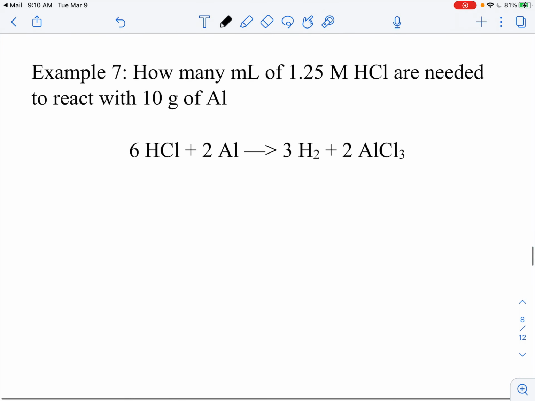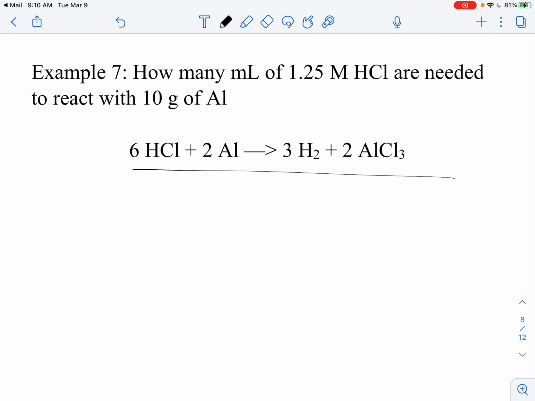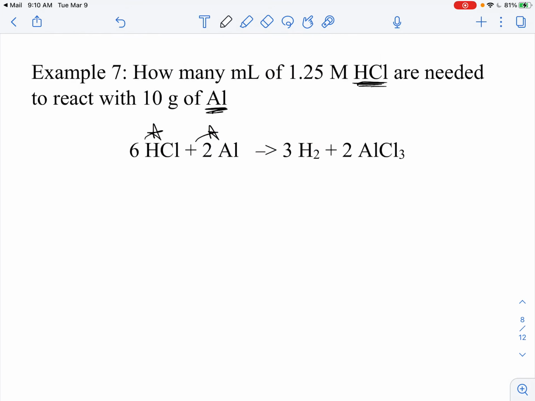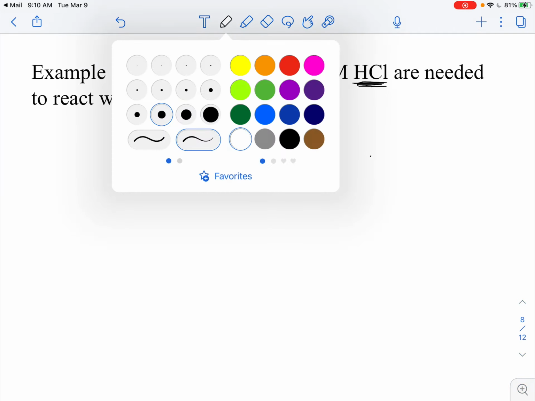Check out this next one. How many milliliters of 1.25 molar HCl are needed to react with 10 grams of aluminum? So what 2 things do I care about? Because I have 4 things here, and this can get very, very confusing. Well, apparently the 2 things I care about are HCl and Al, which is this guy here and this guy here. So if you prefer, just go ahead and get rid of these guys and pretend that they're not even there, because you don't need them. I'm not asking you about those guys. They're only there to give you a balanced equation.